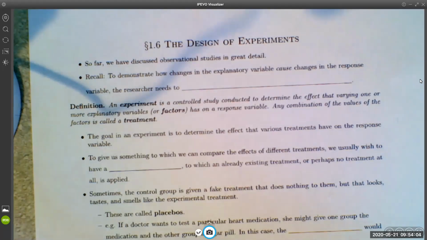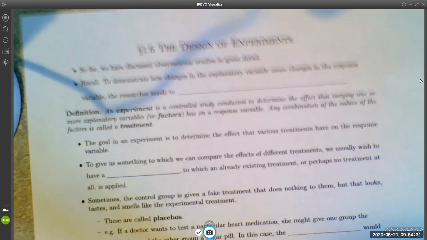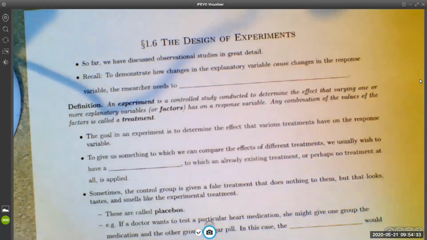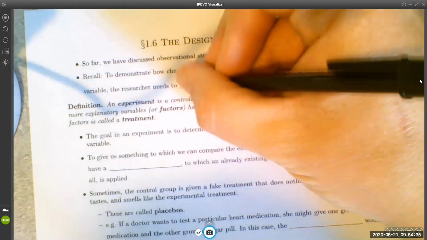So far we've discussed observational studies in some pretty good detail. When we talk about collecting random samples, that's useful for both observational studies and designed experiments, but it's even more important in observational studies than in designed experiments. In designed experiments, we have to take care of some other issues. So to demonstrate how changes in the explanatory variable cause changes in the response, the researcher needs to run an experiment.